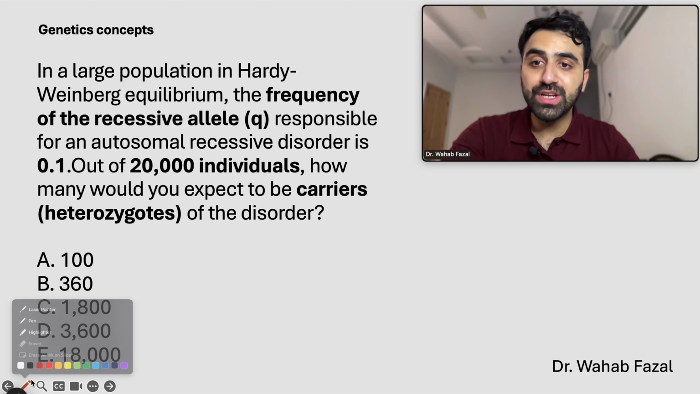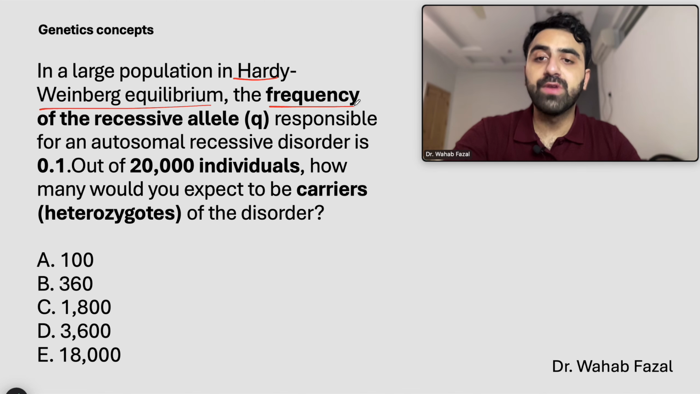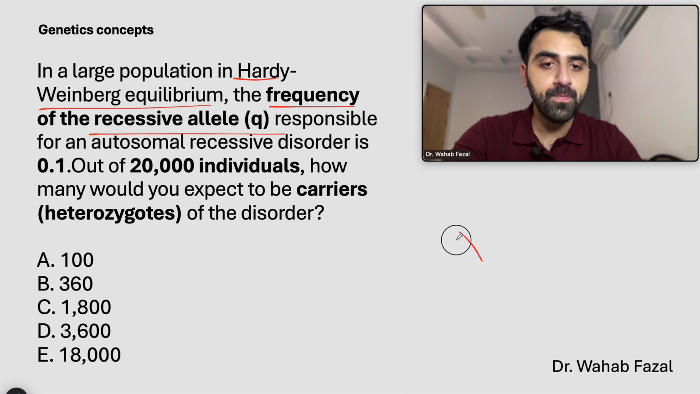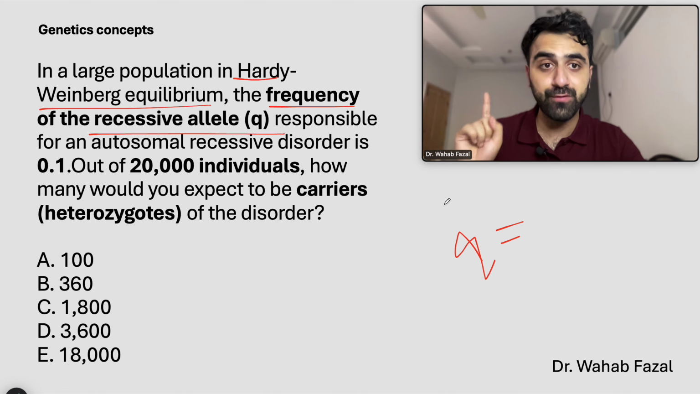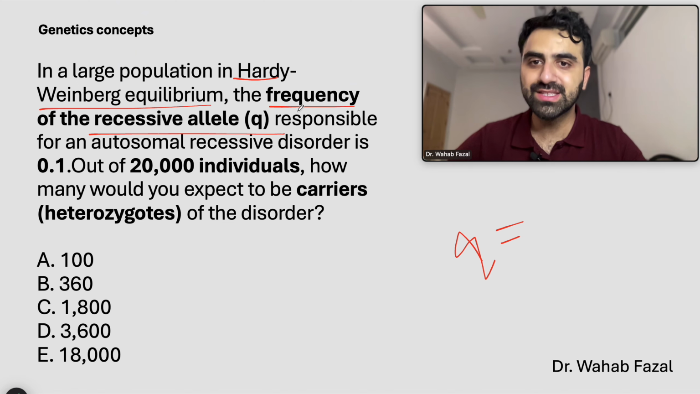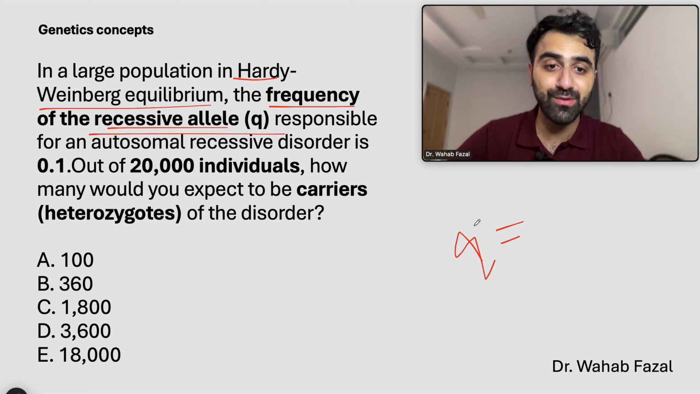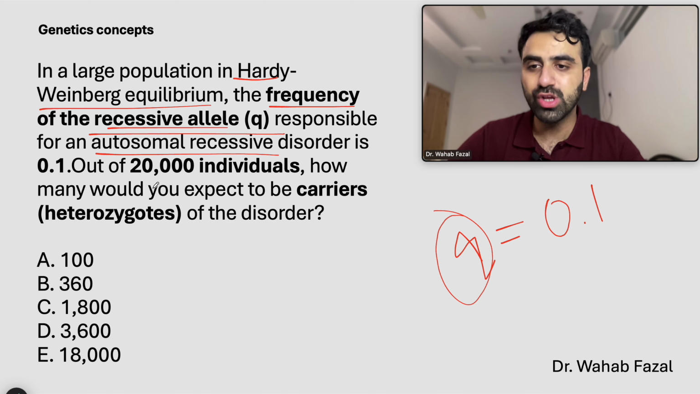So in this large population in Hardy-Weinberg equilibrium, that means they're mating at random and there's no natural selection. The frequency of the recessive allele q, right? They haven't given us q squared, the frequency of people who are homozygous for the autosomal recessive disease. They've only given us the frequency of the recessive allele, so they've only given us q, responsible for autosomal recessive disorders, which is 0.1. So q is equal to 0.1.